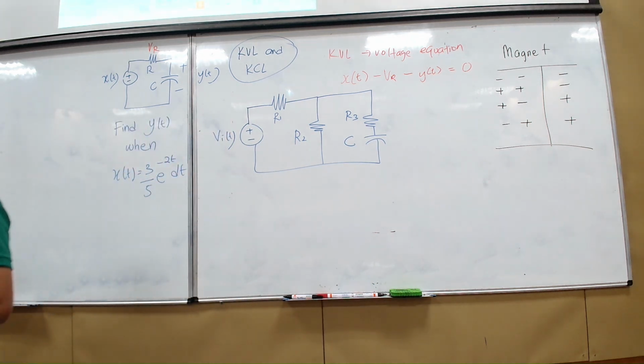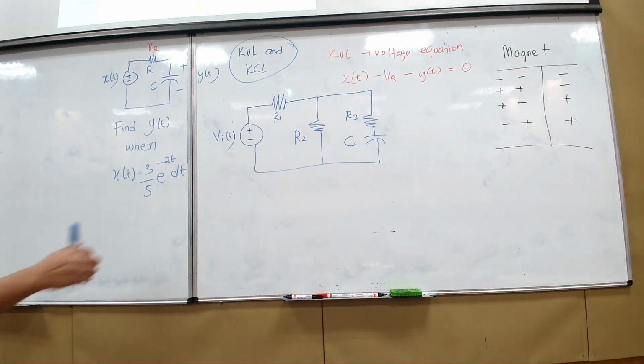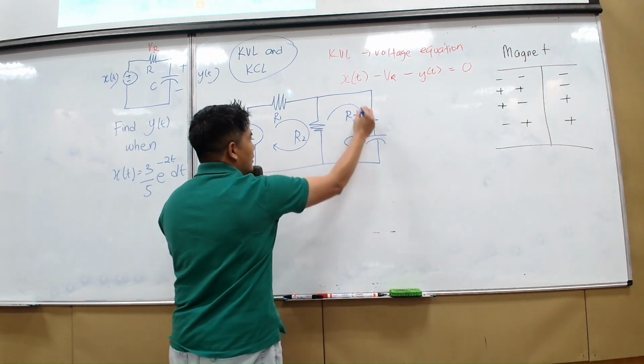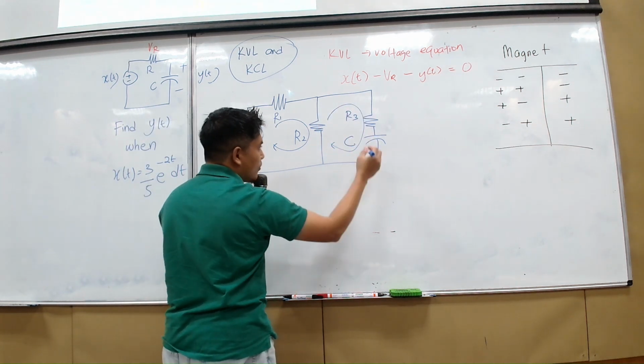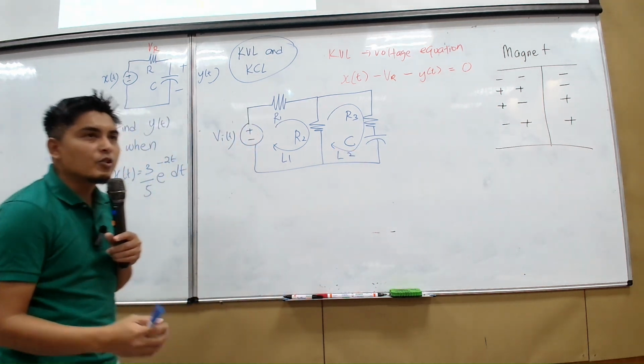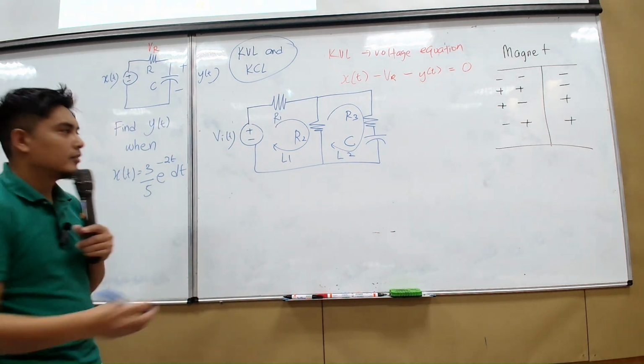Okay. So normally the question will be like this, right? So how many KVL do you have? 2 KVL, because you have 2 loops. One loop, 1 KVL. The other loop you have another one. So loop number 1, loop number 2. So you will have 2 KVL equations.